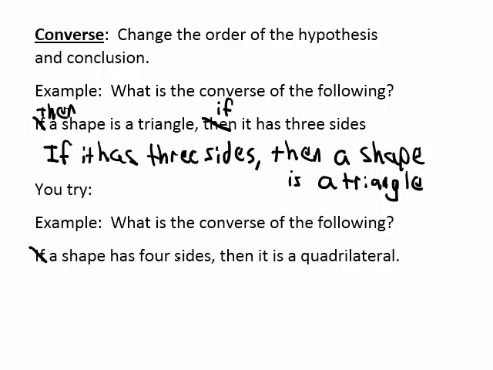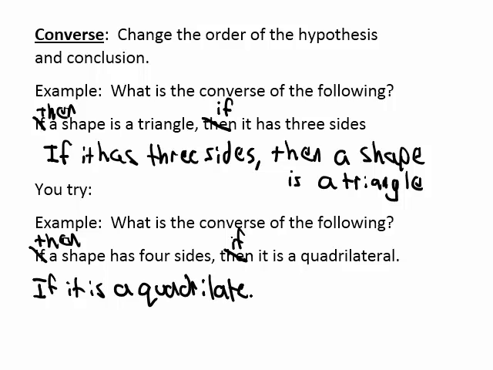So again, we're going to switch the if and the then. The if will become then. The then will become if, and we'll rewrite it with the if first. So if it is a quadrilateral, then a shape has four sides.